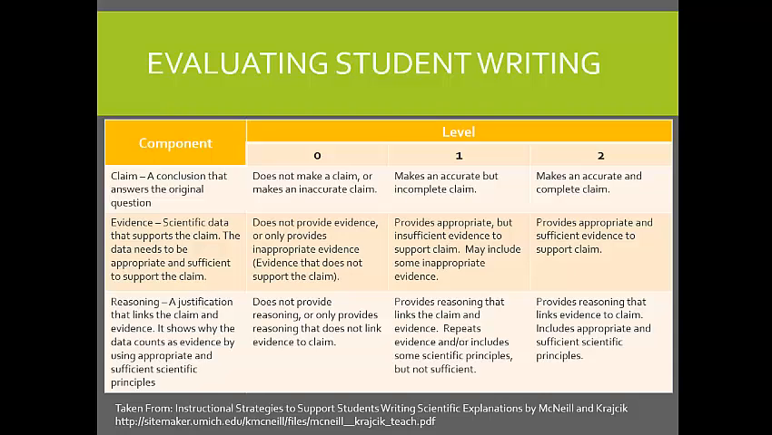For evidence, it goes from doesn't provide evidence or only provides inappropriate evidence, something that doesn't support the claim, up to provides appropriate and sufficient evidence to support their claim. And for reasoning, it goes from does not provide reasoning or only provides reasoning that doesn't link the evidence to the claim, up to provides reasoning that links the evidence to the claim and includes appropriate and sufficient scientific principles. When we make these claims and engage in this reasoning, we need to be seeing the science come out in that.